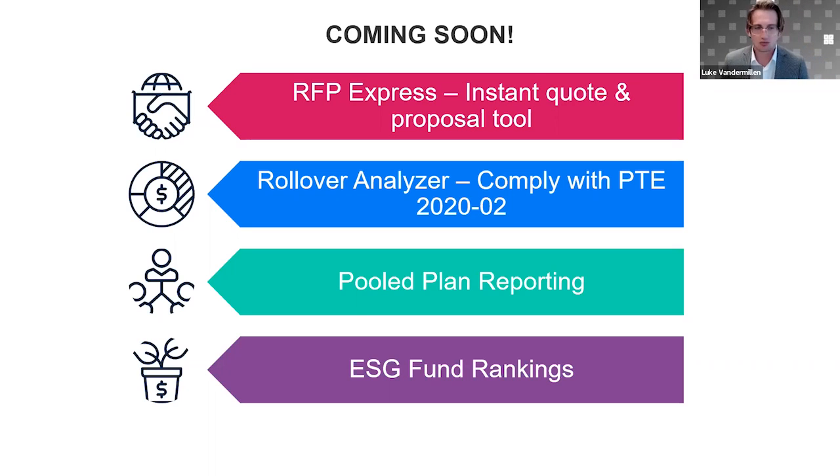We also have a rollover analyzer that our team of former ERISA practicing attorneys here at RPAG are putting together to comply with PTE 2020-02. Essentially, this will help you as advisors catch some of those group plan to IRA rollover opportunities. We'll make sure you have all the proper documentation to provide your employee to satisfy that commitment. The rollover analyzer will be coming later this summer, early fall.